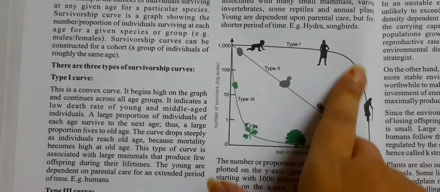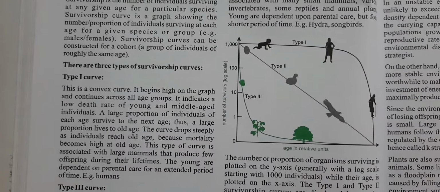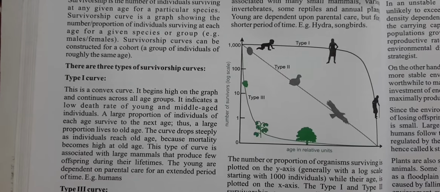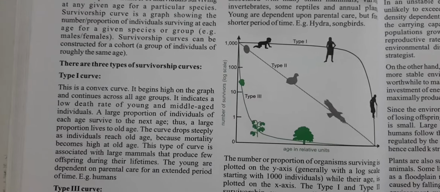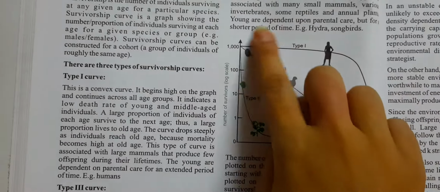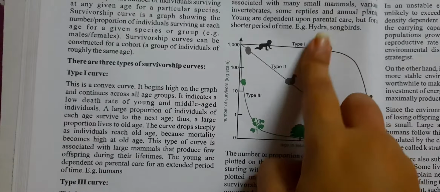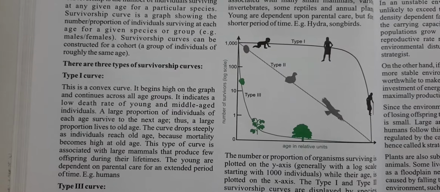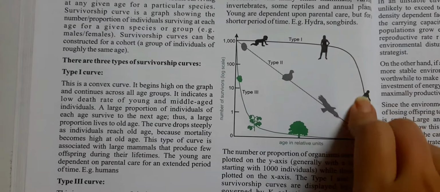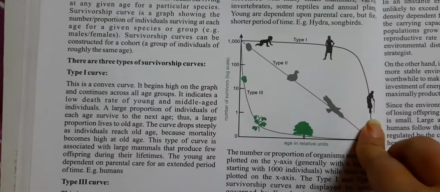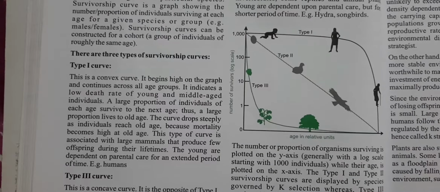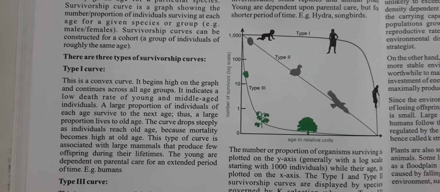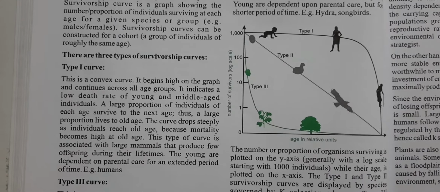This is a convex curve. It begins with a high number of individuals and it indicates a low death rate of the young and the middle age group. After that the slope of the graph goes down. That means when the individuals reach old age, there is a high mortality rate.